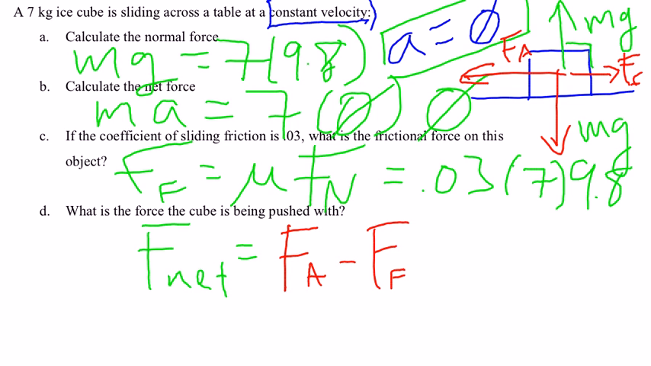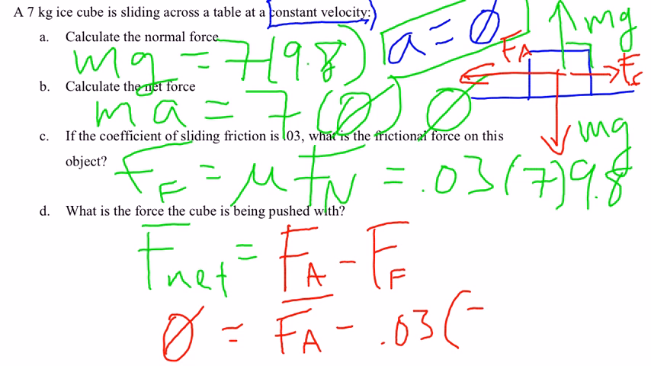Okay? So, if we are going to figure out what force is being pushed with, we're looking for force applied. Well, what was the net force? We already said that was 0, right? Force applied is what we're looking for. And force of friction we just found, which again is just going to be the 0.03 times 7 times 9.8. Multiply it out and do your algebra, and you'll get force applied by itself.